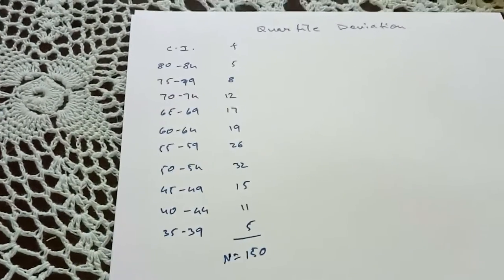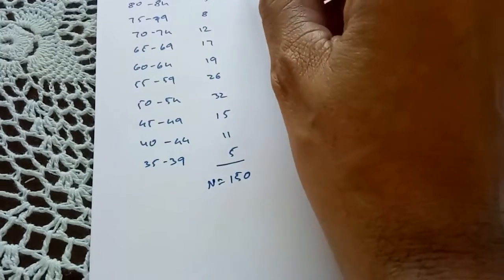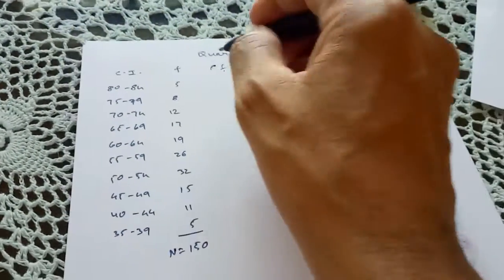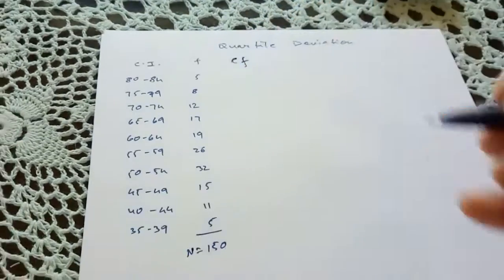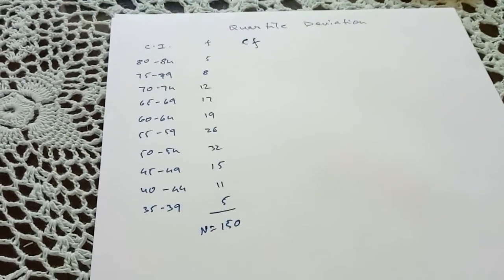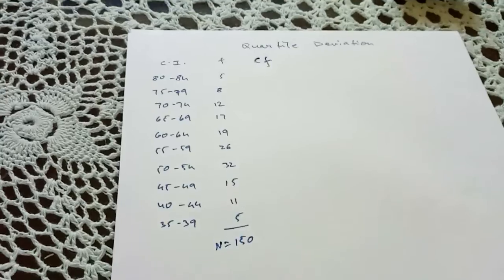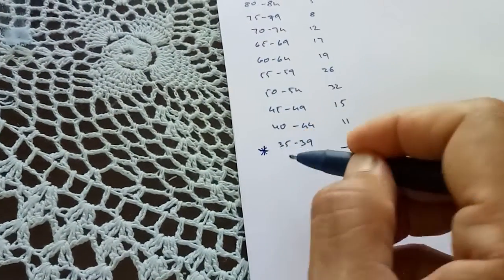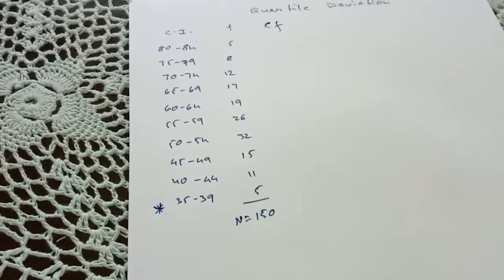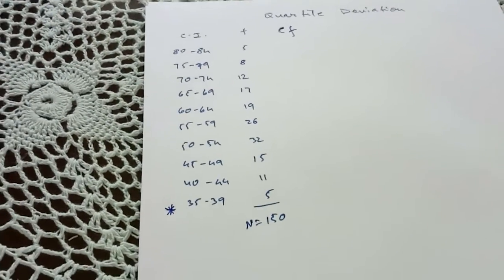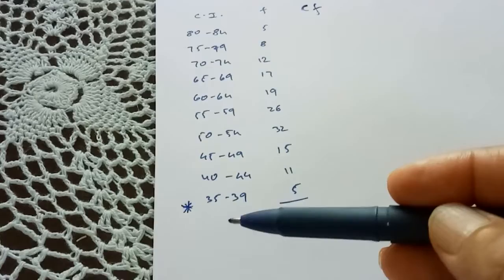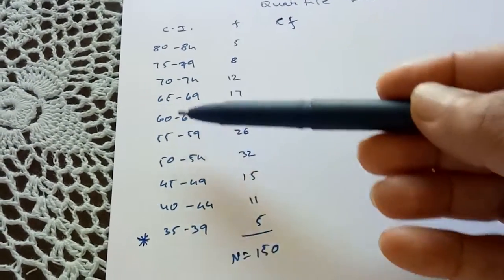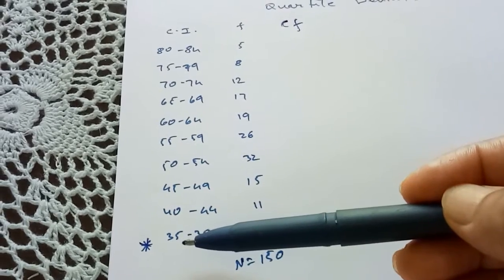Now, what is the first step? We have to calculate the cumulative frequency. In order to calculate the CF, you have to start with the lower end. One thing that you could do, just to avoid silly mistakes, is make a mark, an asterisk or a star mark at the lower end. Which is the lower end? 35, obviously. Why? 80 to 84, 84 is the highest score, 35 is the lowest score.